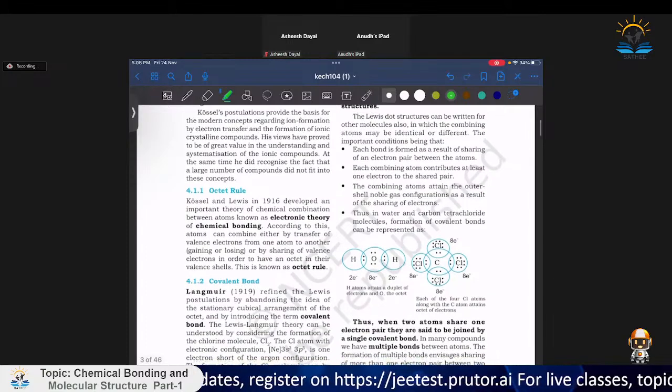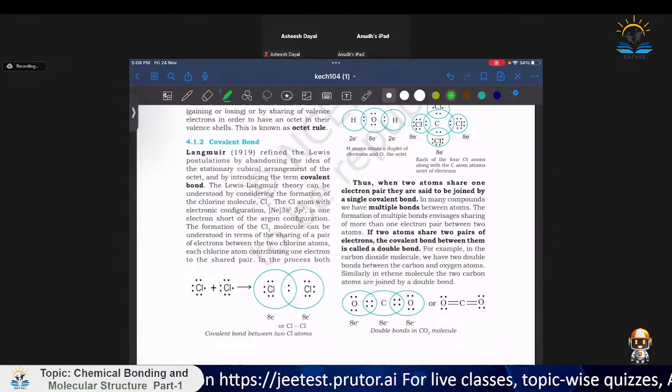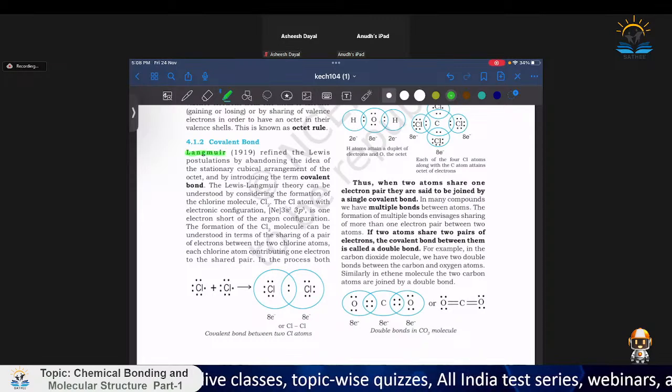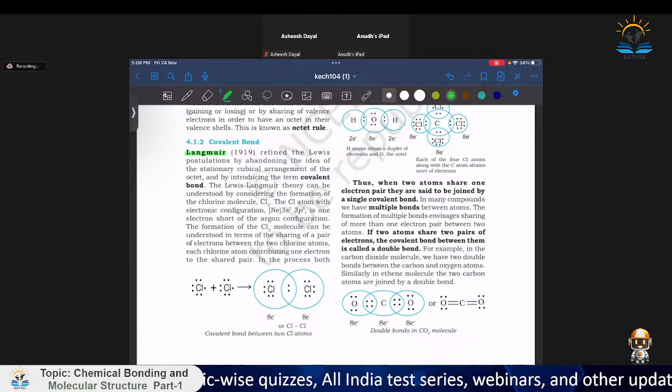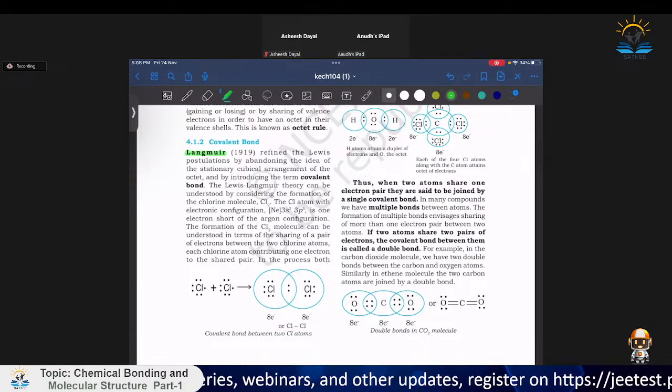Okay. Moving on, we now try to define covalent bond. It is a bit interesting how a covalent bond is formed. Langmuir was the scientist who postulated sharing of electrons. He abandoned the idea of this cubical arrangement of octet, and he said that electrons can be shared to form octets. So the basic thing is, at any point of time, each atom, each element in the bond formation should have an octet.